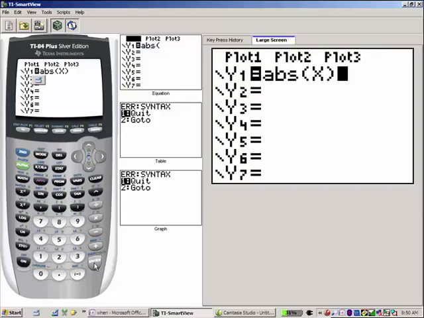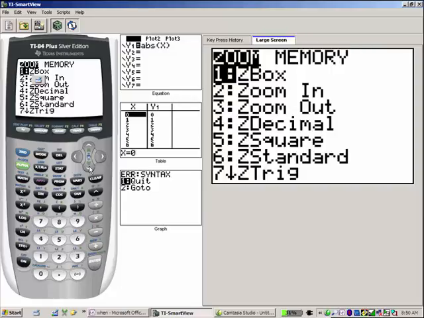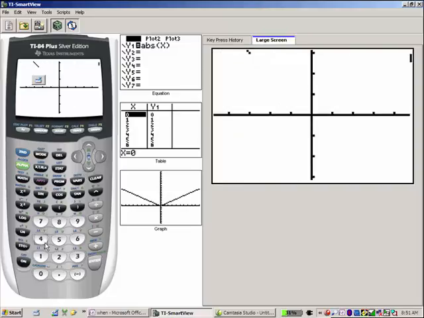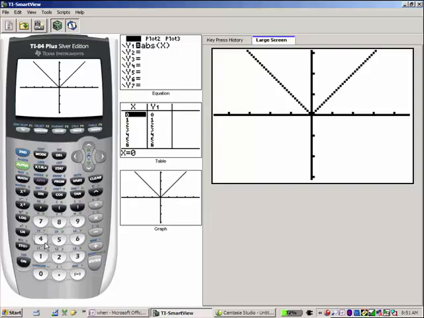And if we graph that, I'm going to go to Zoom, I think 4, Zoom decimal. You can go to Zoom standard if you want. We get exactly what Chelsea told us we were going to get. Is that okay? Say yes. Okay. But that's not what I told you I was going to do. I was going to show you how we could actually use piecewise defined notation to do this same function.